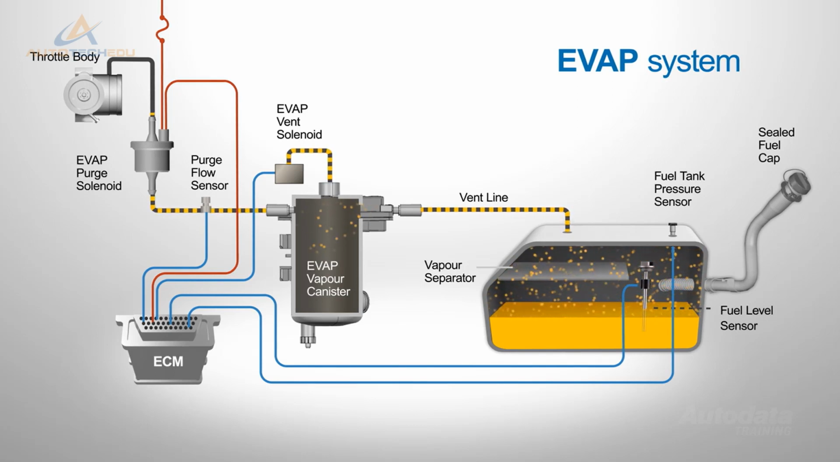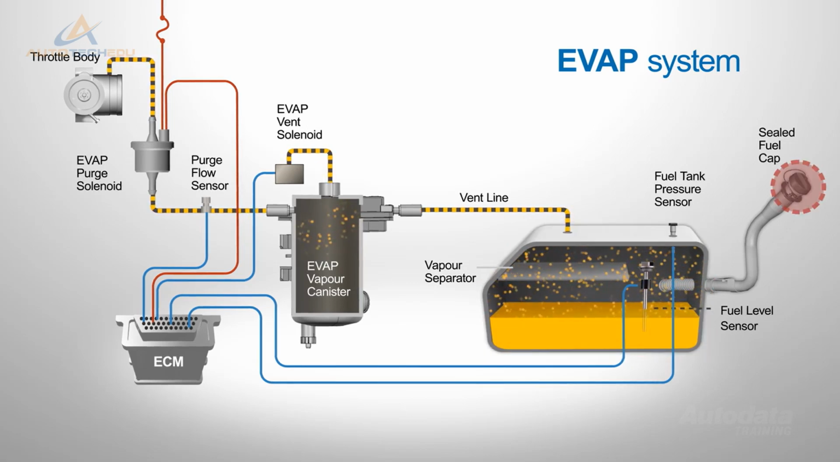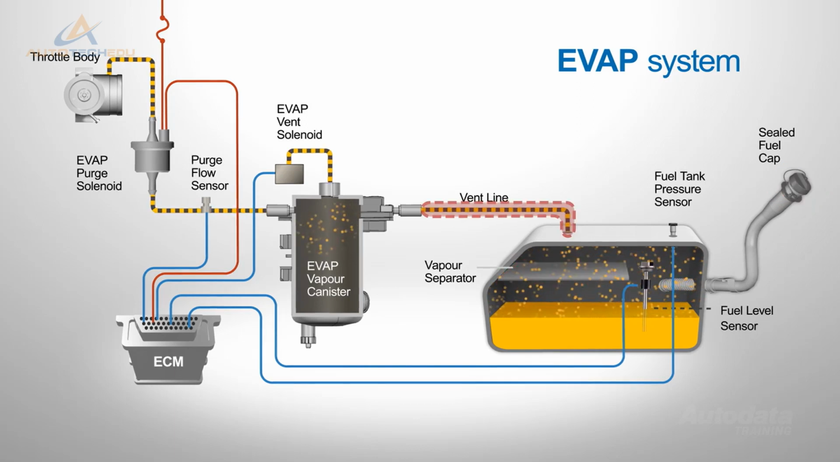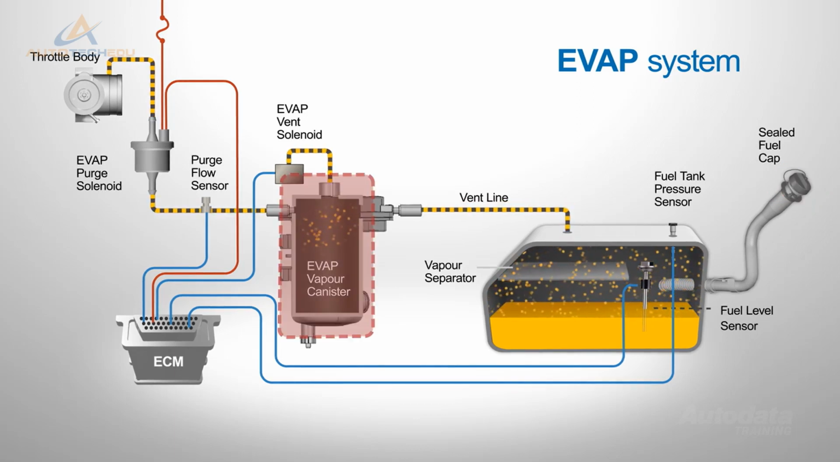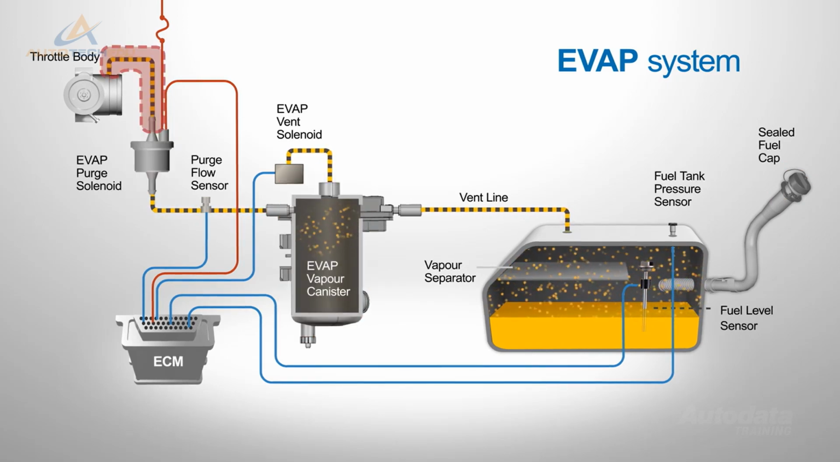Most current systems utilise the following components: fuel tank, fuel cap with pressure and relief valve, vapour separator, vapour lines, charcoal or evap canister, purge solenoid valve and purge lines.